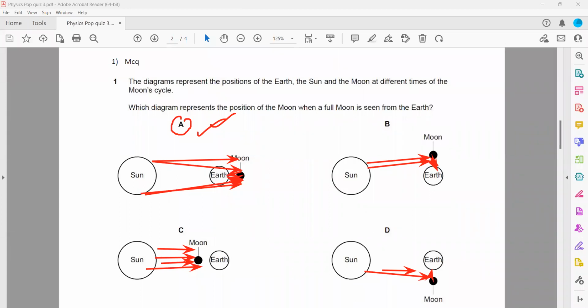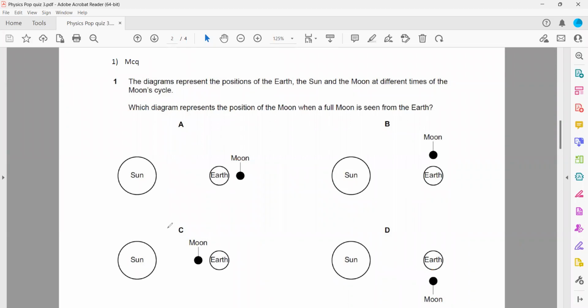Yes, sir. Clear. Okay. So phases of the moon are important: at different positions of the moon, we see different phases of the moon. For a new moon, the moon should be between the sun and the earth, and for a full moon, it should be on the opposite side.